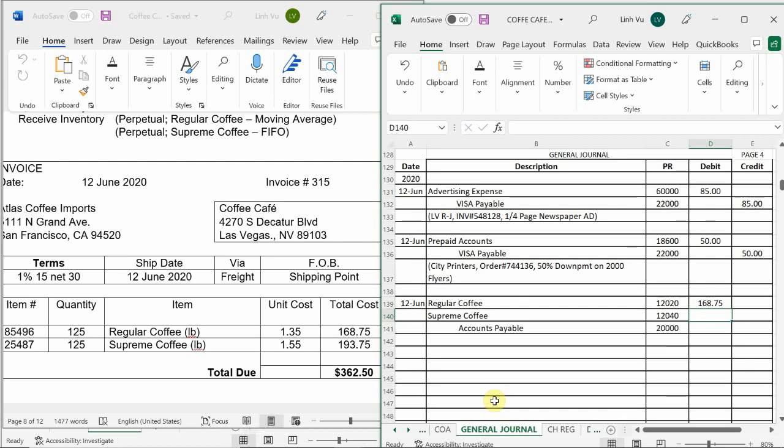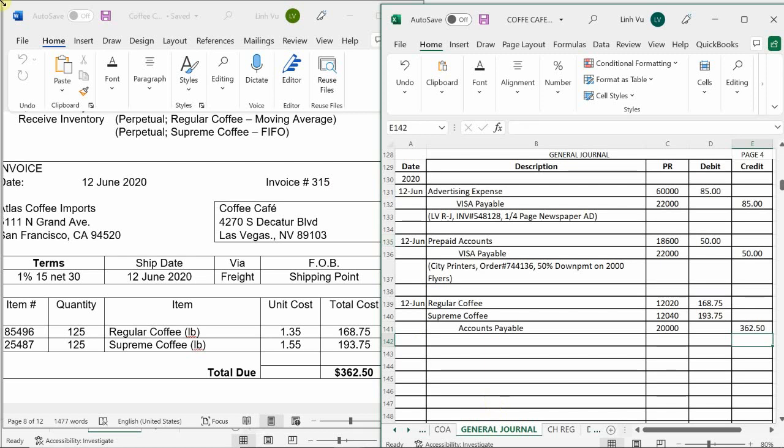What about my supreme coffee? $1.55 each and total 193.75. Okay. So that should have given me a grand total bill of $362.50, which is exactly how much I owe.